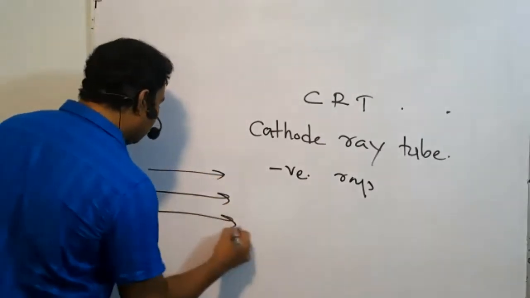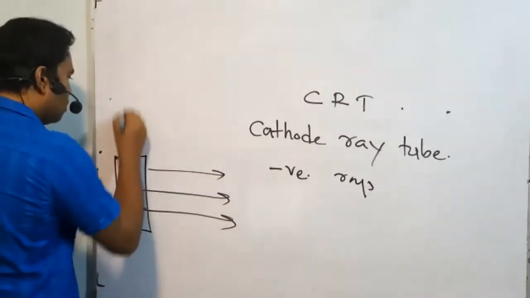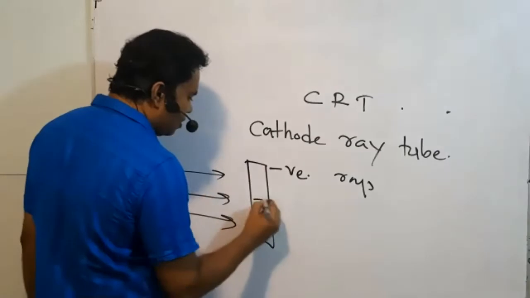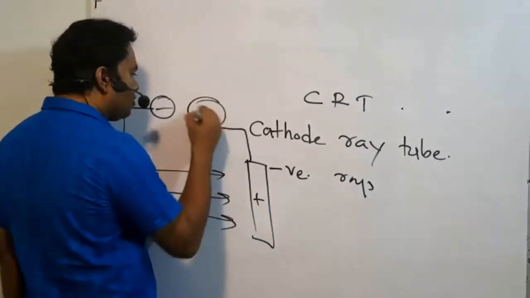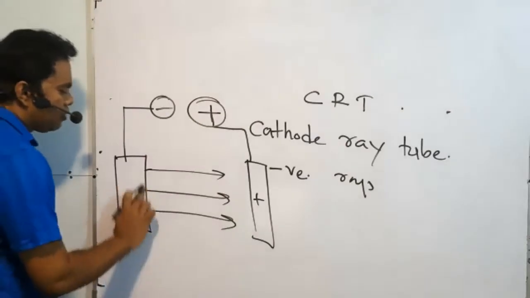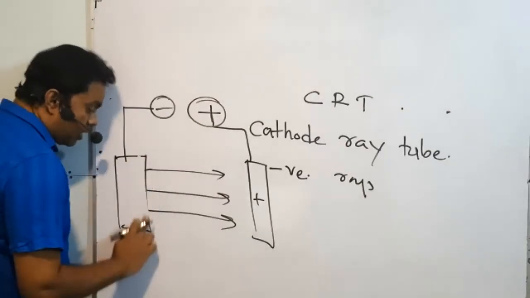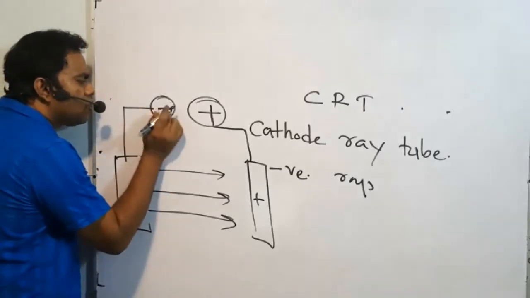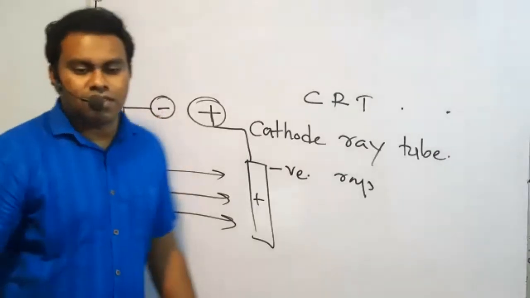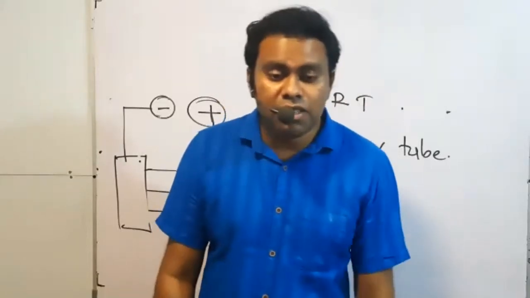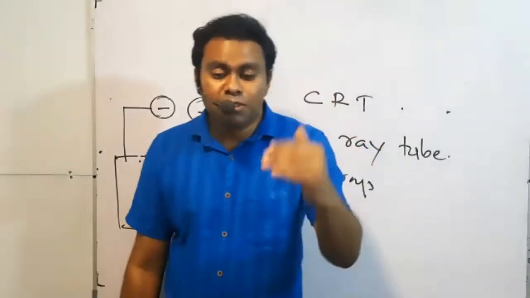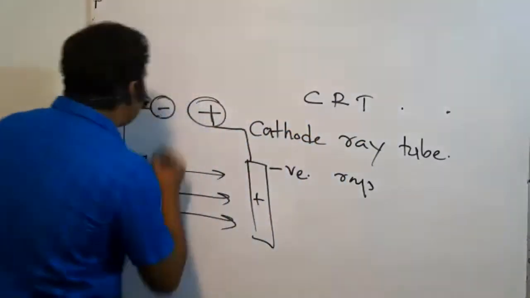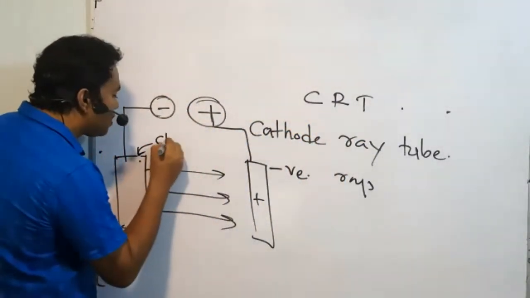So they are moving from the negatively charged plate to the positive electrode. As they are emitted from the negative cathode, this is called the cathode. Negative means cathode. This rod is known as the cathode.